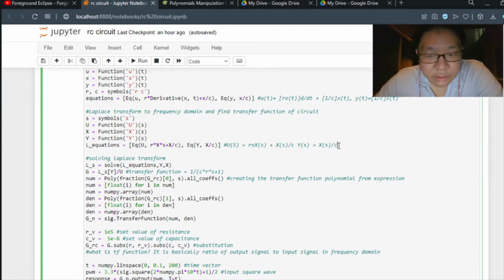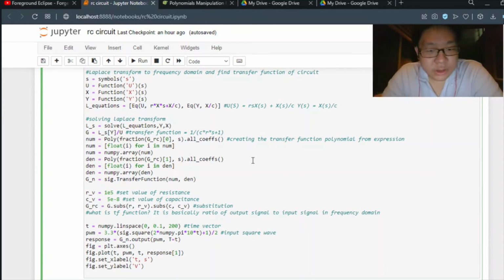Mathematically, we don't actually have to solve for Y because we already have it, but Python doesn't know. So we actually have to solve it using solve. But mathematically, we can divide Y by U, which will just give us the transfer function, because that's what we said, the ratio of output signal to input. So we find that it's 1 divided by C times R times s plus 1. Okay, so we have an expression for the transfer function.